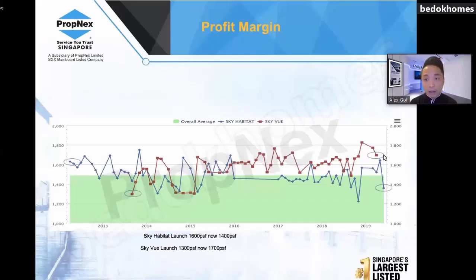At the end of 2019, the resale owners were all selling at about $1,700, $1,800 per square foot, because in between, the developer itself actually increased the price.